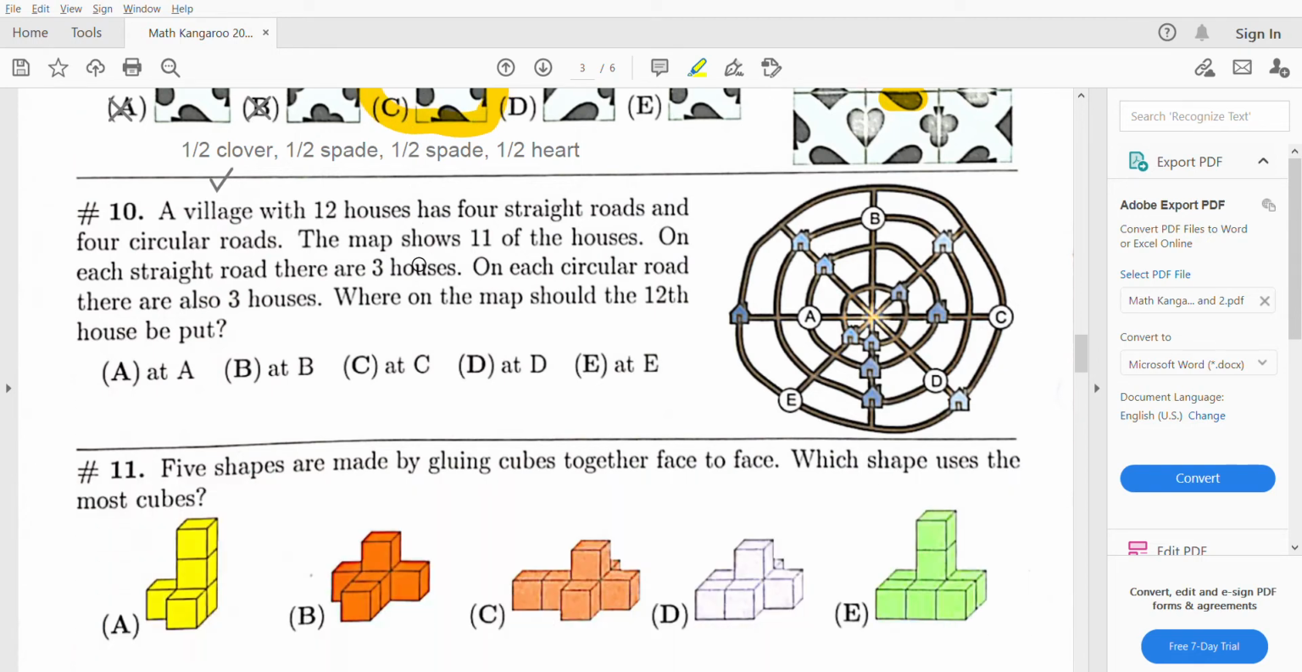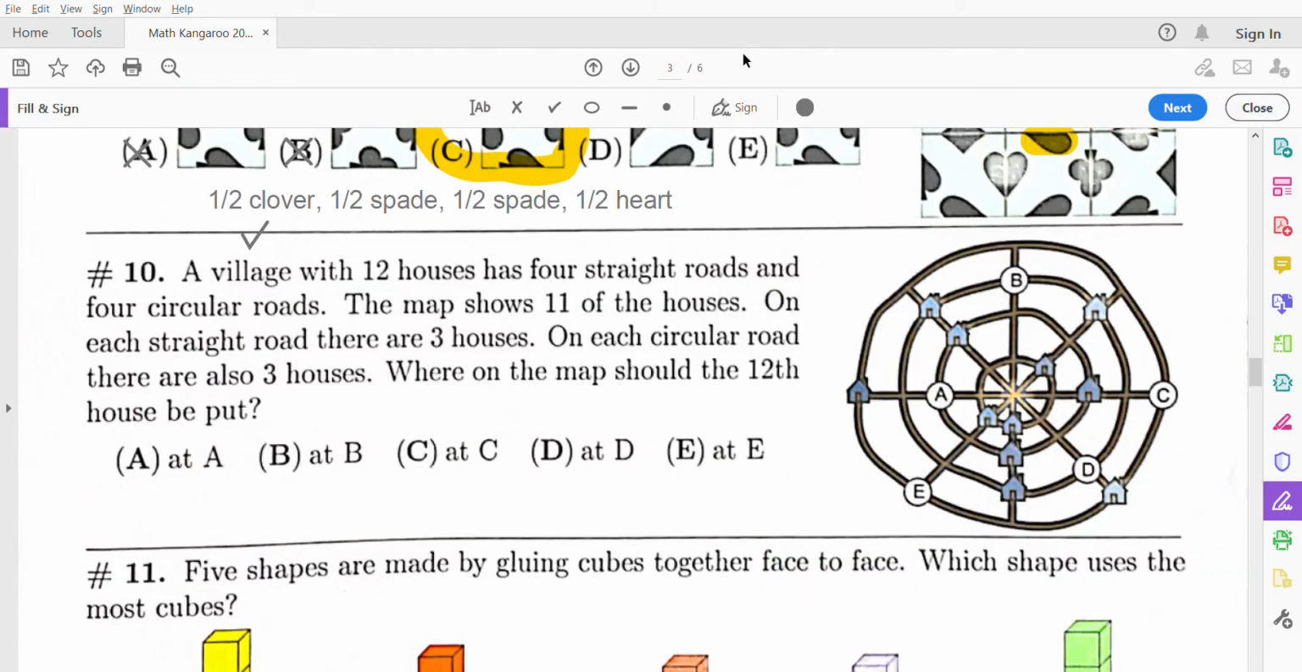On to number 10. A village with 12 houses has 4 straight roads and 4 circular roads. The map shows 11 of the houses. On each straight road, there are 3 houses. On each circular road, there are also 3 houses. Where on the map should a 12th house be put? So first, let's look at A. If we were to put a house on A, let's drop a house here onto A.